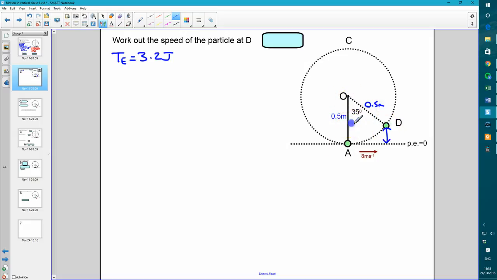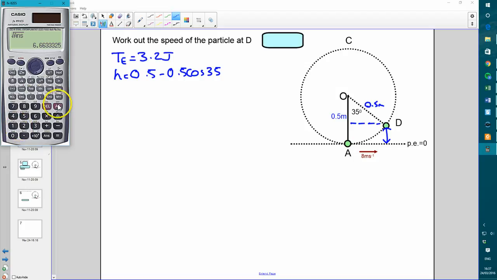Okay, and I need to know what this distance here is. And I can work that out by doing 0.5 cos 35. That will tell me this distance here. And if I take that away from 0.5, that's going to tell me what this distance here is. So to work out the height here, I'm going to do 0.5 take away 0.5 cos 35. Okay, so that's going to tell me my height, and I'll work that out first.